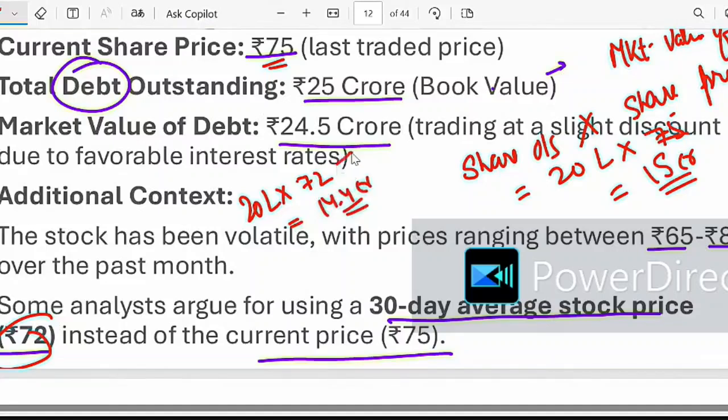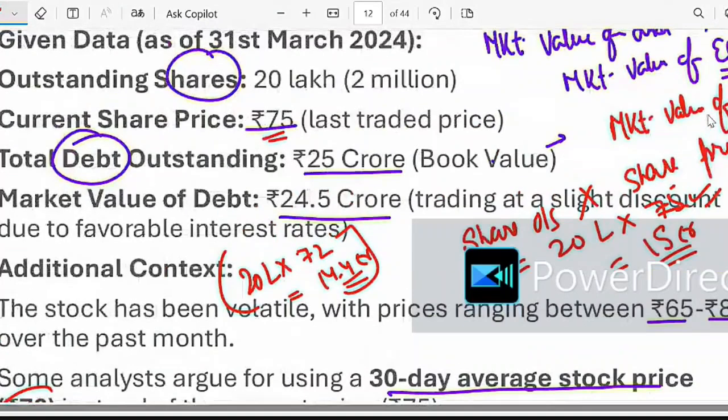Presently we are not going to do that. We are sticking to 75 rupees per share, right? So what is the market value of equity? 15 crore. Tell me, is this clear or not? Yes, 15 crore is the correct answer. Now, what is the market value of debt? They have directly given the market value of debt, which is nothing but 24.5 crore.